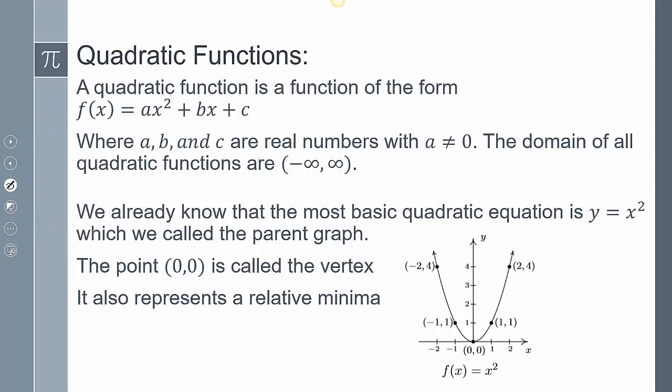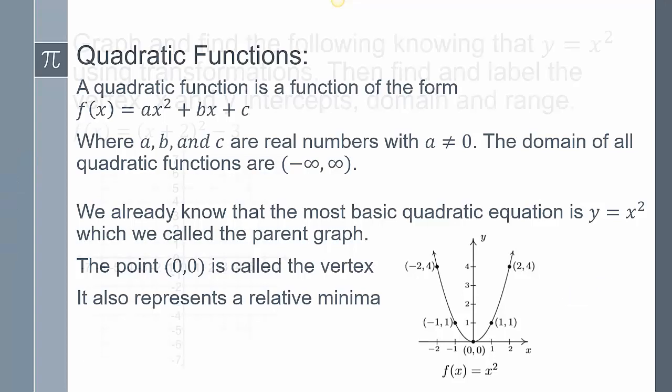Now we already know that the most basic quadratic equation is going to be y equals x squared, and that's the example of it here. And we call this the parent graph. Now we've already talked about these transformations and these parent graphs, but we're going to see this all cycle back through again. Now the point 0, 0 is called the vertex, and it also represents the relative minimum in this case. So it's the smallest, the lowest possible value on the graph.